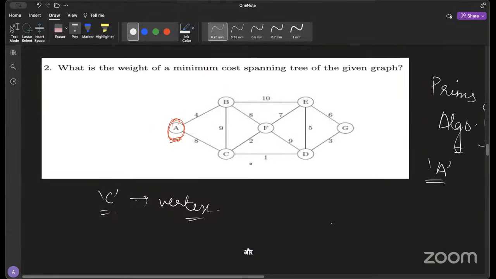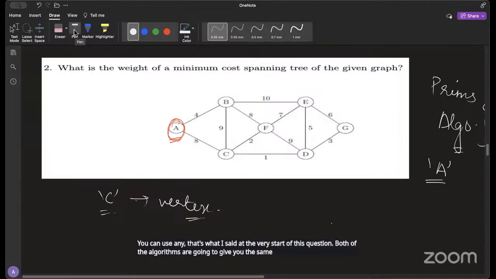So how do we find in the exam which algorithm we have to perform? You can use any, that's what I said at the very start of this question. Both of the algorithms are going to give you the same minimum cost. Minimum cost would be the same using both algorithms. Your trees can differ, but the cost will remain the same.